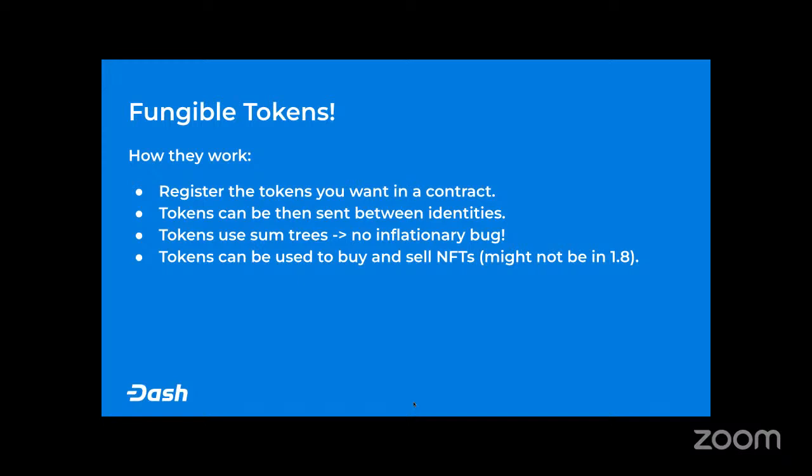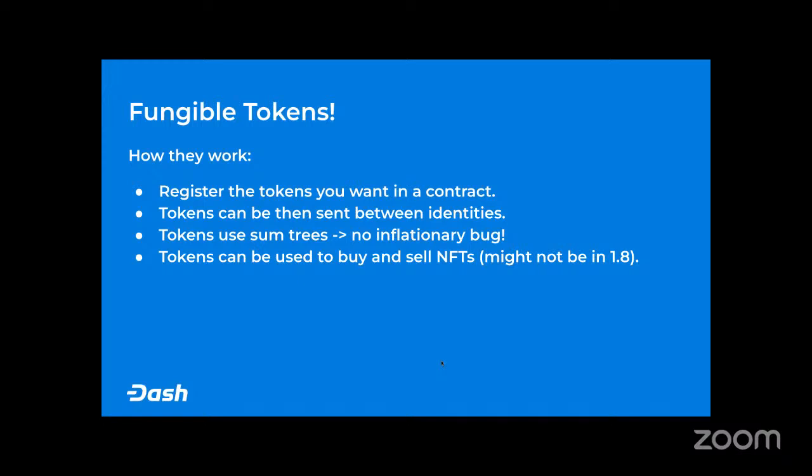Fungible tokens. They're in the works. And I'm going to explain how they work, what we built so far, and when they'll be ready. So basically how they work is you register the token you want in your data contract. I just say, hey, I'd like this token. Let's call it Flurgons. I want to say that there are 1 million Flurgons as the initial supply, and there'll never be any more Flurgons. You can write that. And you can say that the token can be sent between identities.